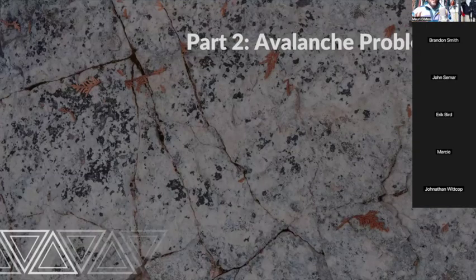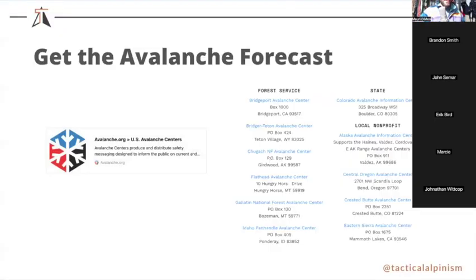Okay, so we've talked about the red flags, and we've talked about our three ingredients to get to an avalanche. Now we're going to hit our avalanche problems, and this is how our avalanche centers are going to communicate to us. In order to understand the avalanche problems, we need to get the avalanche forecast.